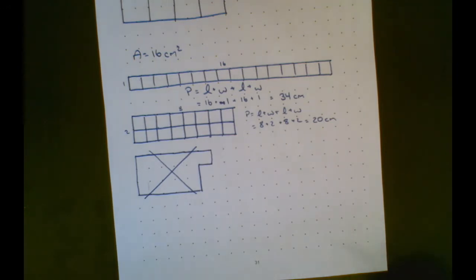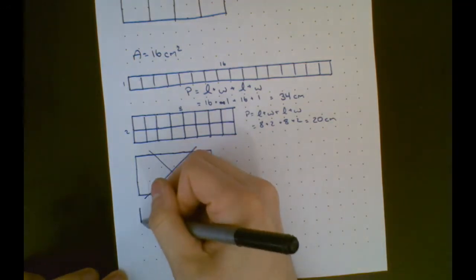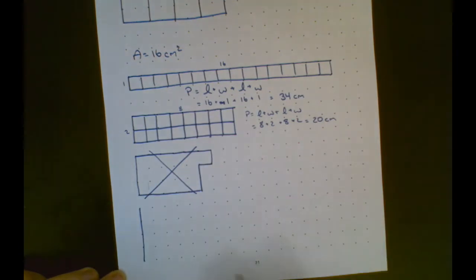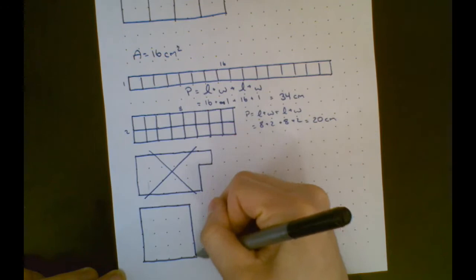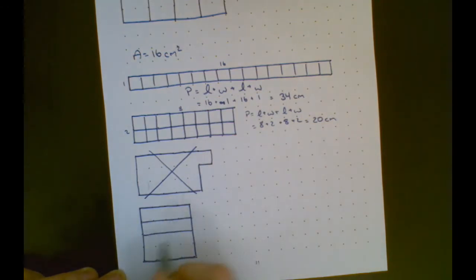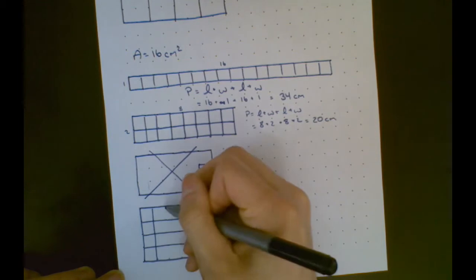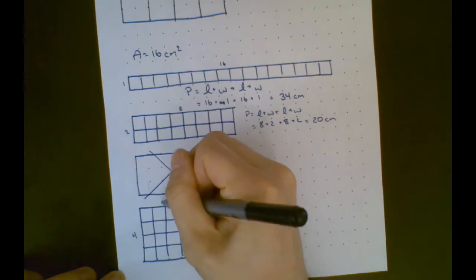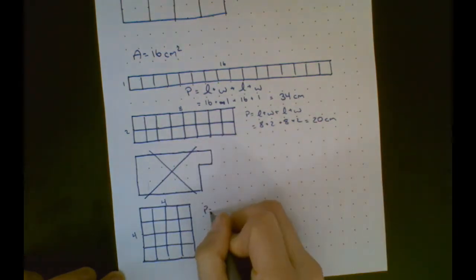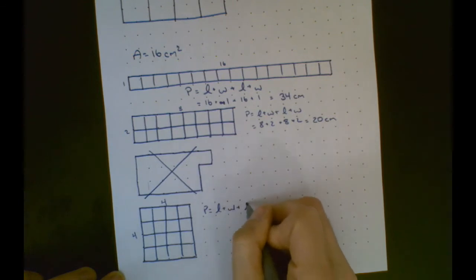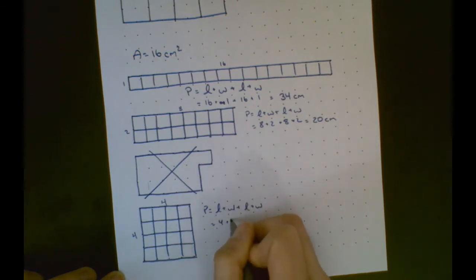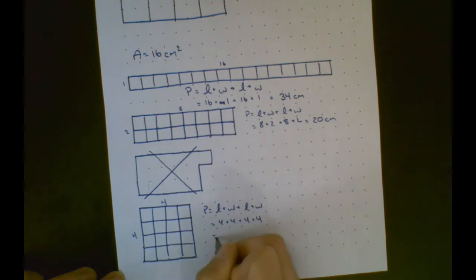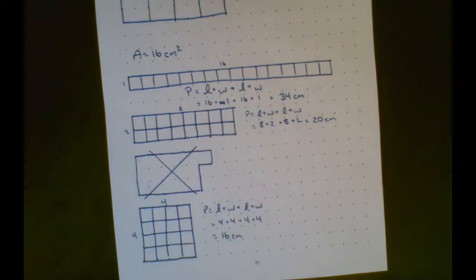Now we're just going to move on to 4. Hopefully 4 works. 1, 2, 3, 4. Good, just barely fits on the paper. Count on by 4s: 4, 8, 12, 16. Easy peasy. Break up my squares. So we've got a width and a length of 4, so perimeter is equal to length plus width plus length plus width, which is 4 plus 4 plus 4 plus 4, which is equal to 16 centimeters.